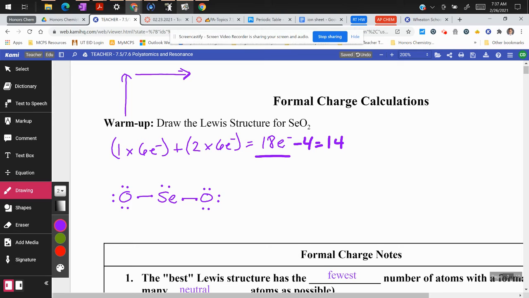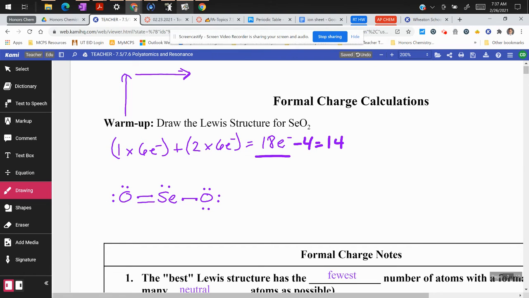So we need to make a double bond. We can make a double bond by taking a lone pair from an atom that does have 8 and sharing it with selenium. So I can take a pair from this oxygen on the left or a pair from this oxygen on the right. How do I know which one to take from? Well, the answer is you don't. So let's go ahead and just take one from the left and we'll see what happens.